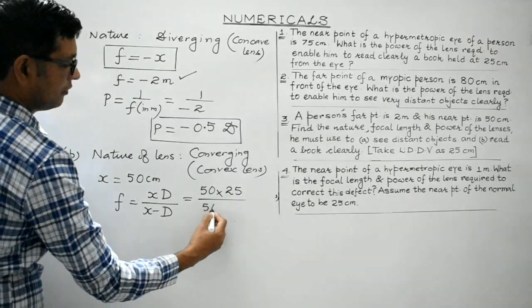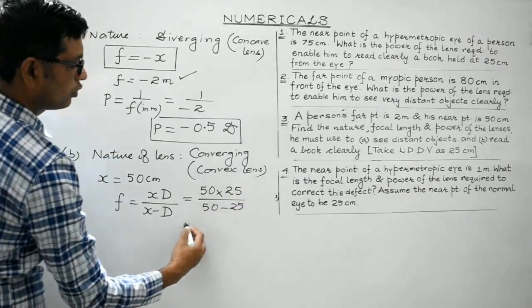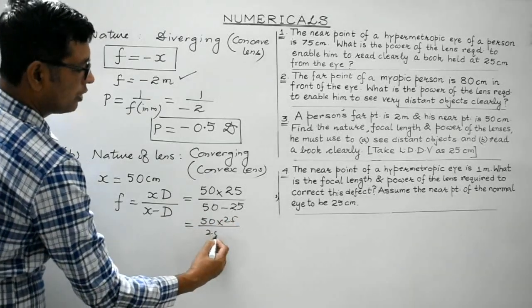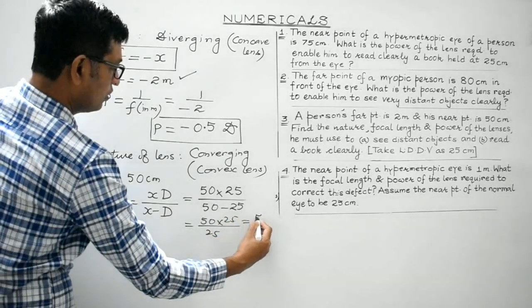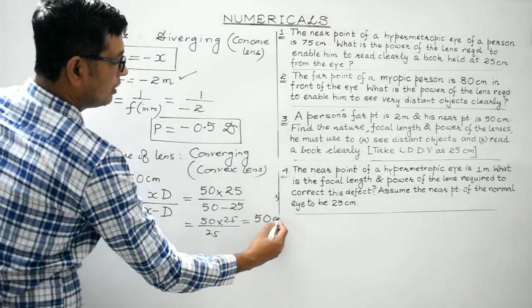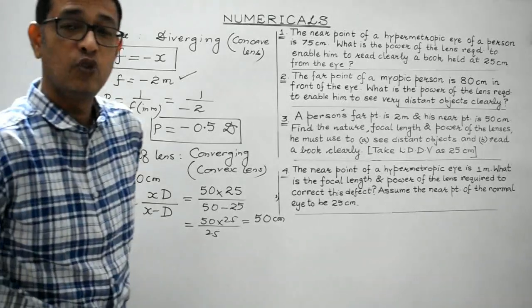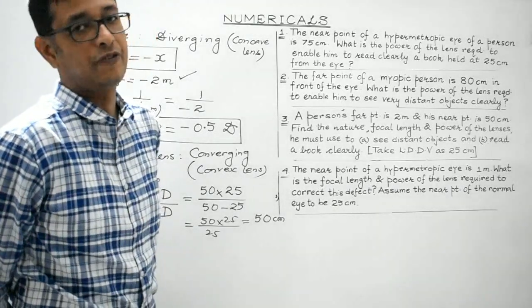Divided by 50 minus 25. So what you get is 50 into 25 divided by 25, so it will be equal to 50 centimeters. It's in centimeters. So what should be the focal length? It should be 50 centimeters.